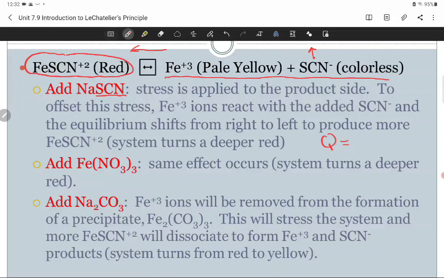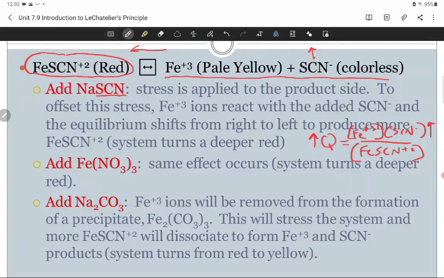We could also talk in terms of Q. So Q has products up top. In this case we'd have iron plus 3 and SCN minus. And on the bottom we'd have this blood red material. And if you would have increased the SCN minus, the Q would end up being a bigger number.